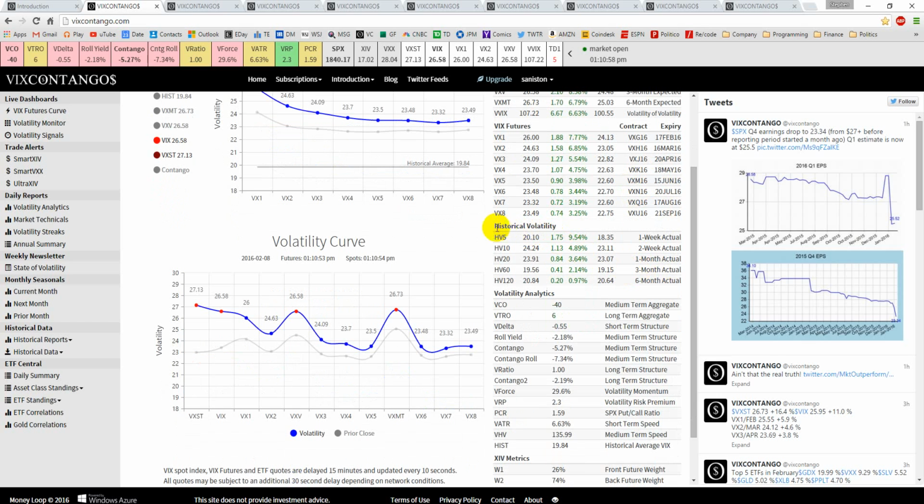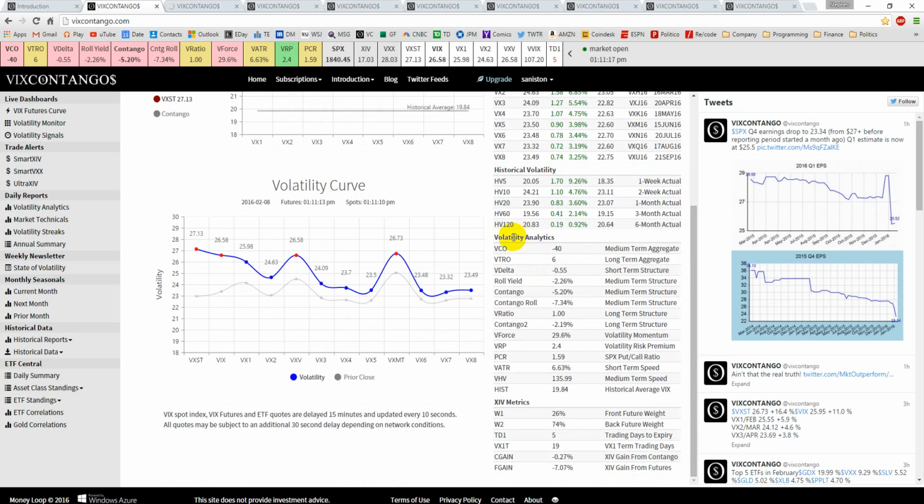The next section here is historical volatility. This is historical volatility of the SPX. You get to see the 1 week actual, HV5, HV10 the 2 week, HV20 the 1 month actual, HV60 the 3 month, and HV120 the 6 month.